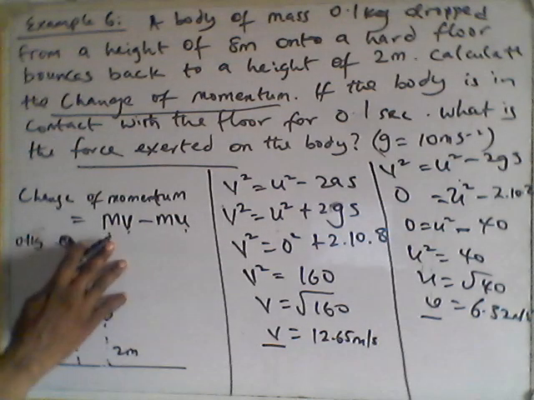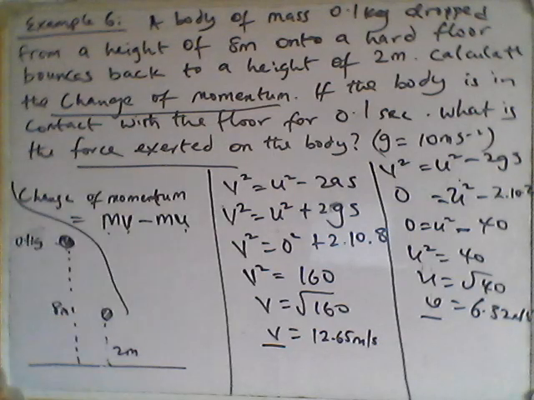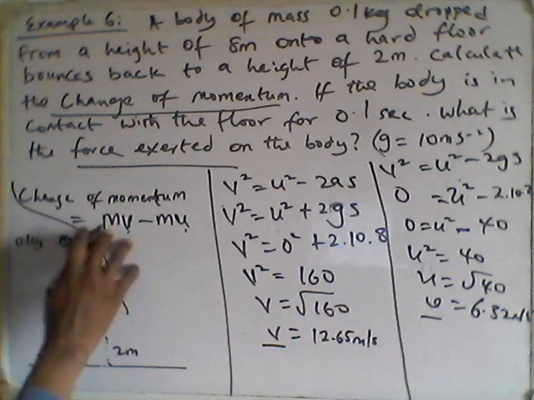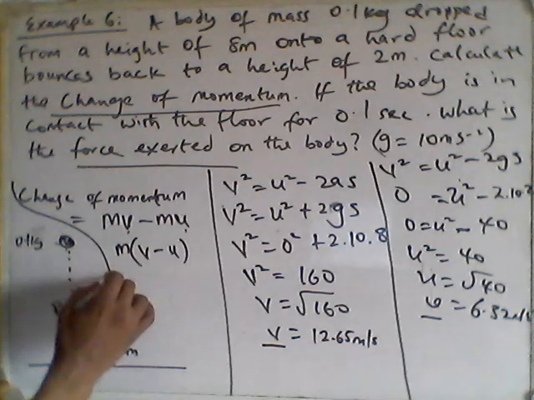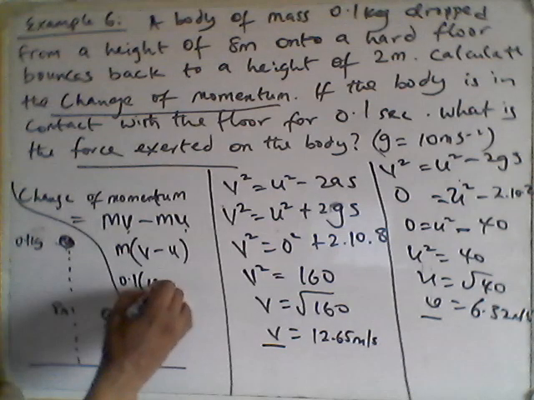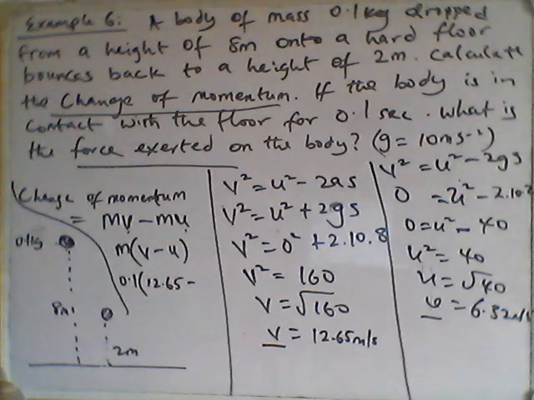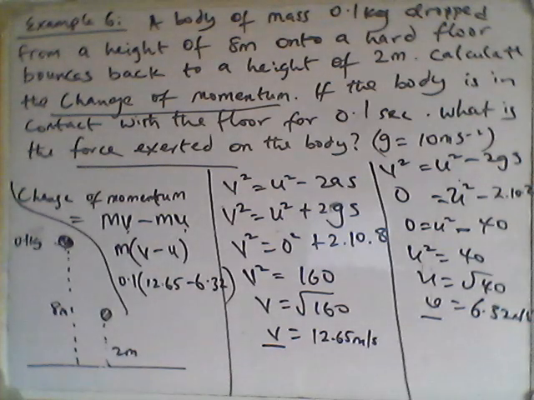So I have v, I have u, and I have m. So I can put it here now. I'm coming back to this place. This is my question. So change of momentum. So what's my m? Let me just factor it out. It's m into v minus u. M is given as 0.1. V is given as 12.65 minus u is given as 6.32. So by the time I do this maths, I will get my change in momentum. Very easy.